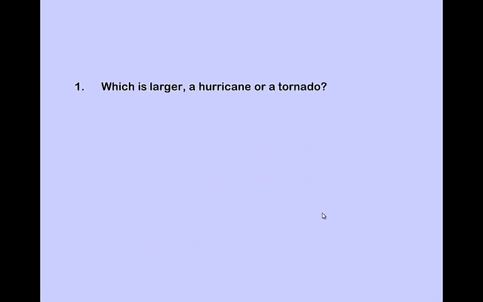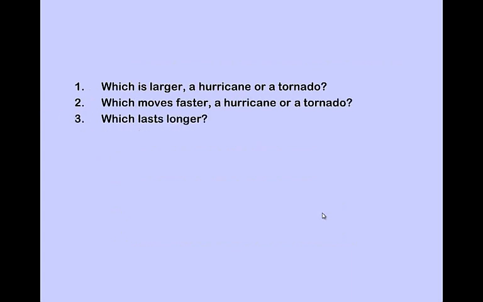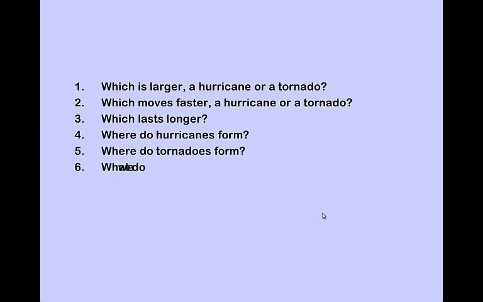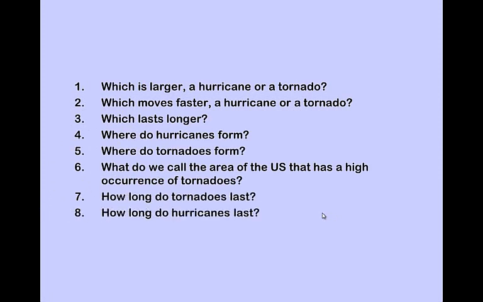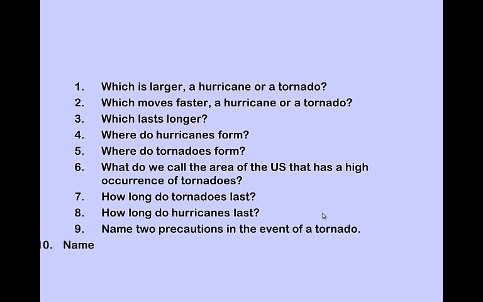So, quick review. Which is larger, a hurricane or a tornado? Which moves faster, a hurricane or a tornado? Which is longer, a hurricane or a tornado? Where do hurricanes form? Where do tornadoes form? What do we call the area of the United States that has a high occurrence of tornadoes? How long do tornadoes last? How long do hurricanes last? Name 2 precautions in the event of a tornado. And name 2 precautions in the event of a hurricane.